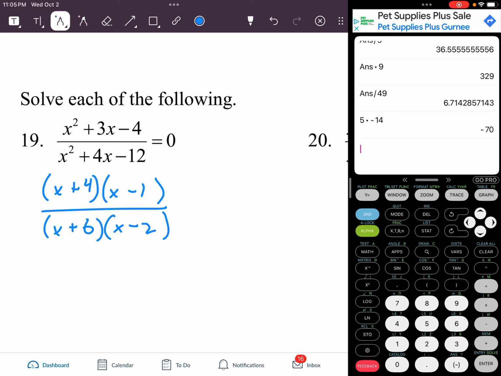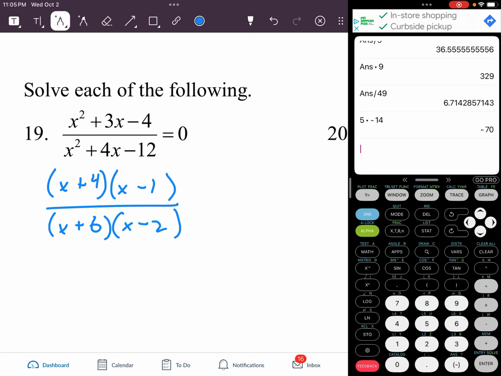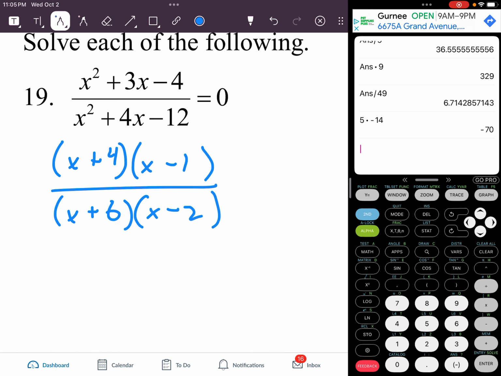Okay, now you can see that none of these expressions are the same. So what do we do at the bottom? Absolutely nothing. Right, we're only solving the top. So we have x is equal to negative 4 and positive 1 from the top. I don't care what the bottom is. It can't cancel anything, so we leave it alone.